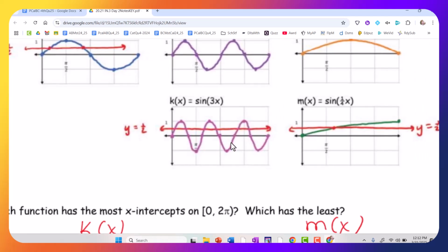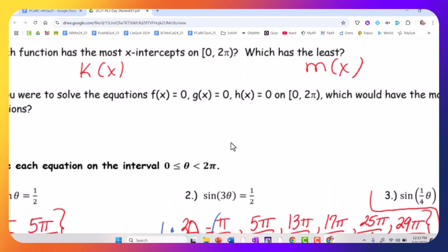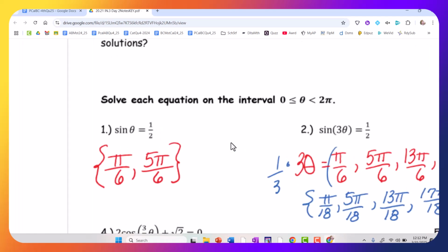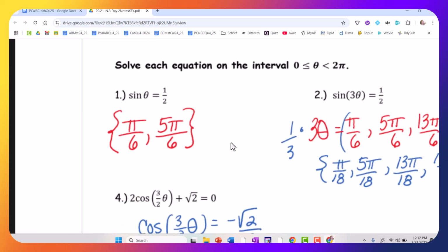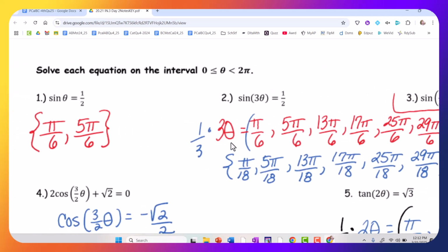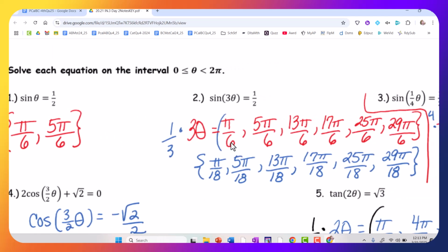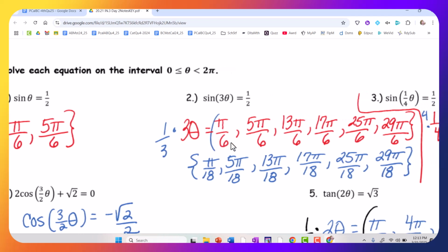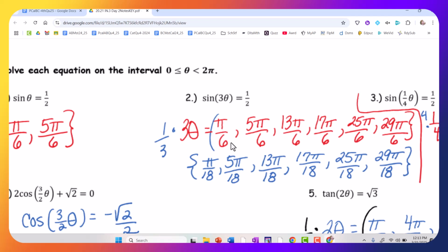Okay, do you remember sine 3x? Sine 3x is 3 sine curves from 0 to 2 pi, right? So what did that do to the amount of answers that we could get? It tripled them. So for questions like this, just recall, sine of theta equals a half. Well, that's just pi over 6 and 5 pi over 6. But when it's 3 theta, then I have to triple the amount of answers by adding 2 pi and then 1/3ing all of those answers.